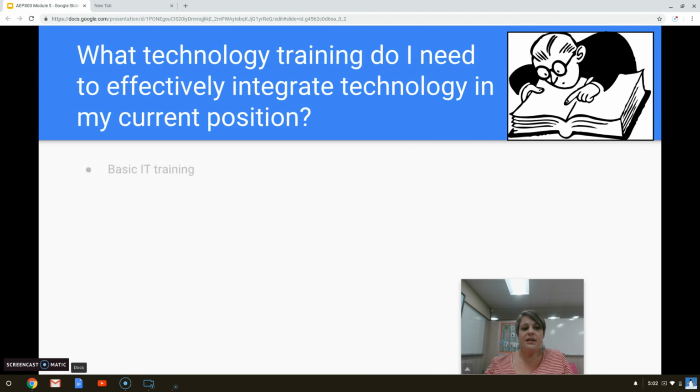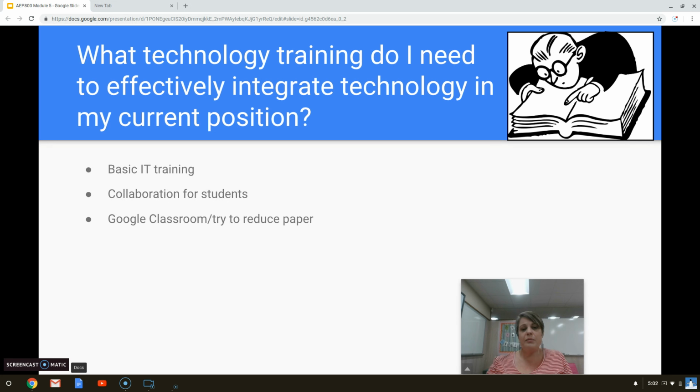Some technology training that I believe that I need: some basic IT training. I need to be able to fix things when they break down and continue moving forward with my technology use. I need a better understanding of what collaboration for students needs to look like. How am I going to incorporate that technology, and what is that collaboration supposed to look like?